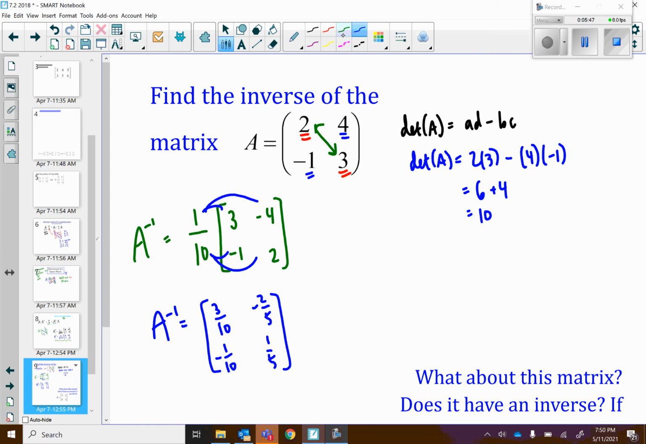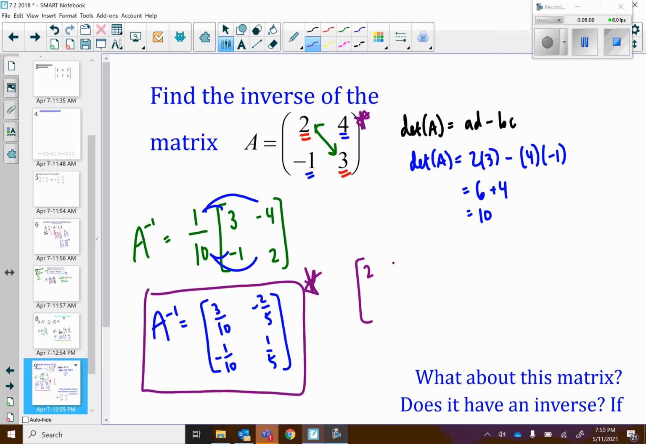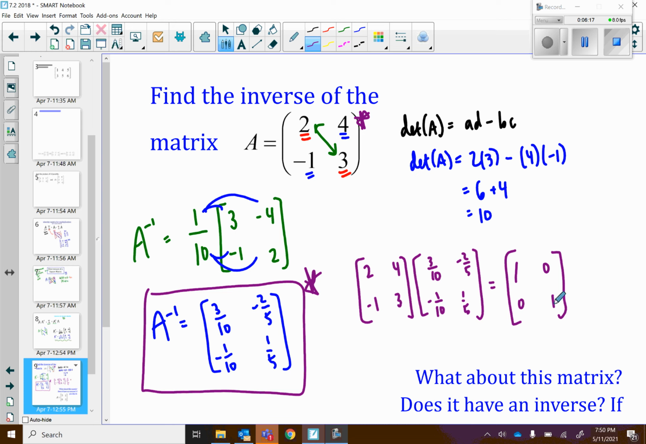Now, this might not be that interesting of an answer to you, which is fair, but why is this important? If I took this matrix and this matrix and multiplied them together, 2, 4, -1, 3 times 3/10, -2/5, -1/10, and 1/5, I am going to get the identity matrix. I promise you. Try it out if you want. I'm not going to right now because, to be honest, my throat kind of hurts.